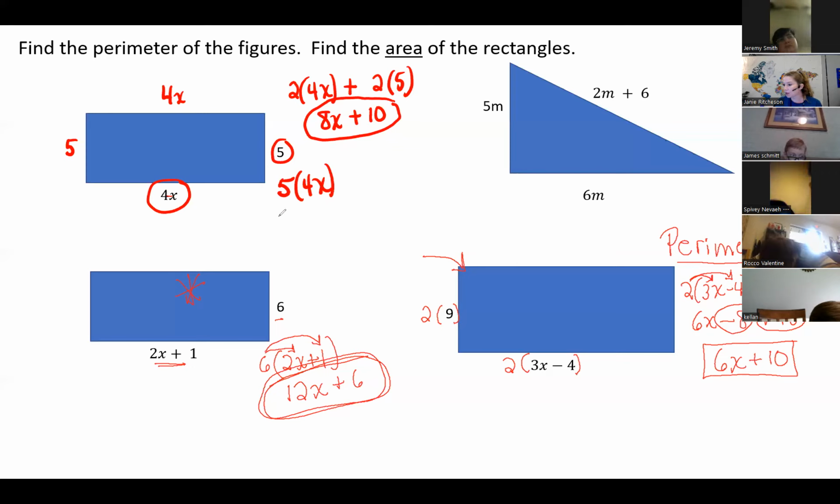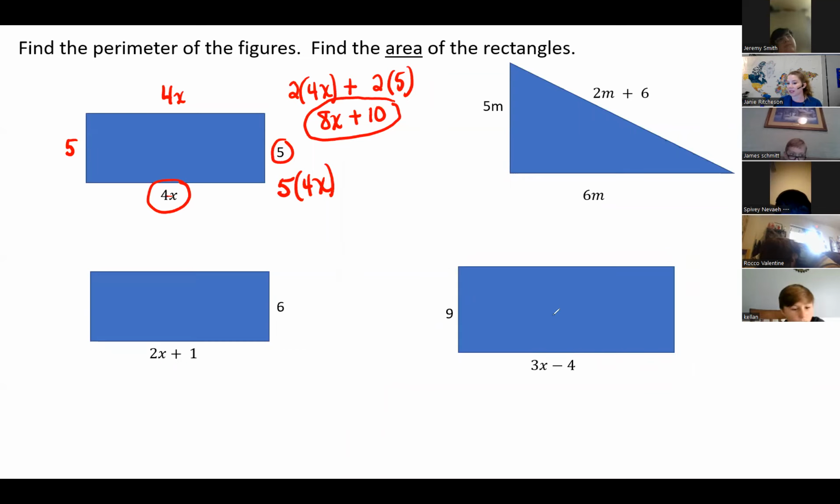And remember also, I am recording this, so if you need to go back later when you're doing Friday's work, that'll be great. Okay, so let's clear this off. Now I want you to find the area. This side times this side. Everyone find the area.